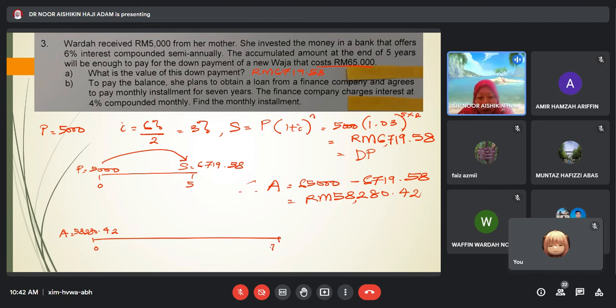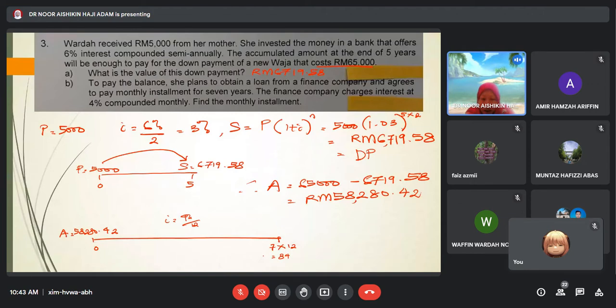Alright, how long is the loan for? 7 times monthly, 12. So N equals to 84. N equals 84. What is I in this case? 4% compounded monthly. Find the monthly installment. So masukkan je lah dalam formula A kan?